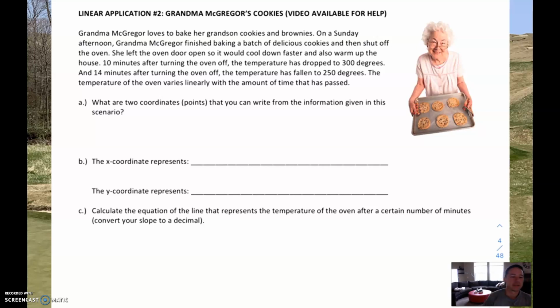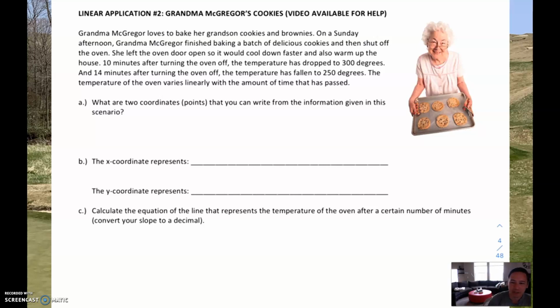Make sure you can get the cookie dough that's ready to eat though, without the raw eggs in it. All right, this question says, Grandma McGregor loves to bake her grandson cookies and brownies. On a Sunday afternoon, Grandma McGregor finished baking a batch of delicious cookies, and then she shuts off the oven. She left the oven door open so it would cool down faster and also warm up the house. That's a little tip to saving money. If it's in the winter and you cook something, just open the door when you're done, and that heat will escape and heat the house a little bit, so it saves you on your heating bill.